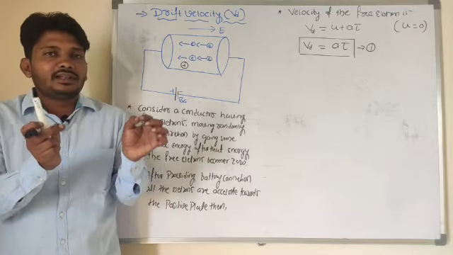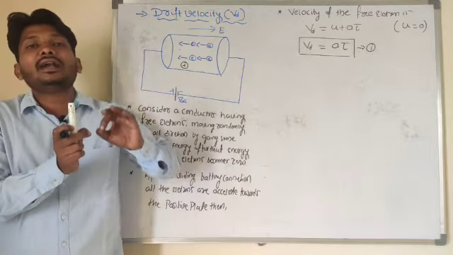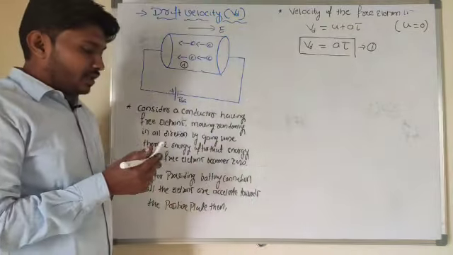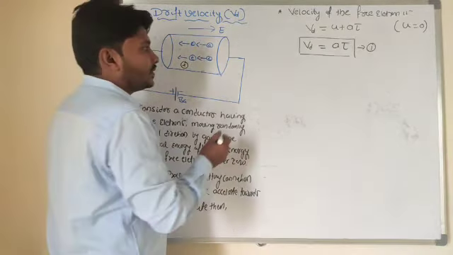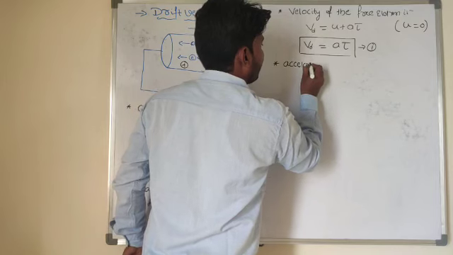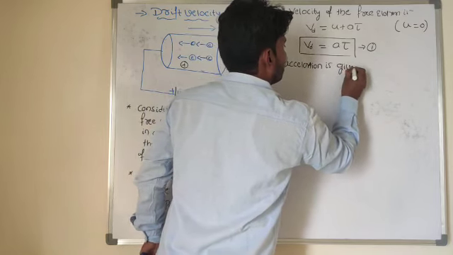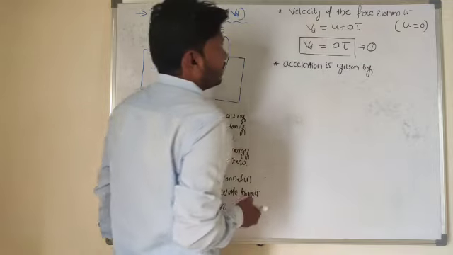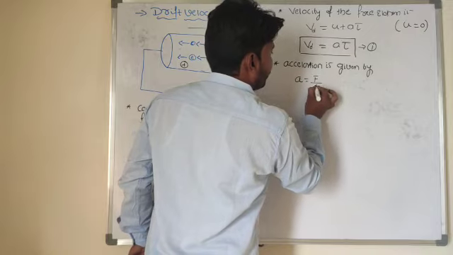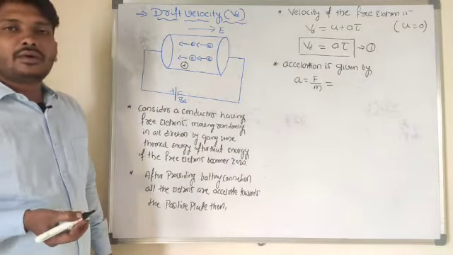So what will be the time taken by electrons for getting two collisions? That time taken I will name as the relaxation time here. So V of D is equal to A into tau here. So acceleration is given by, what is the mathematical expression for acceleration? A is equal to F by m, from Newton's law.